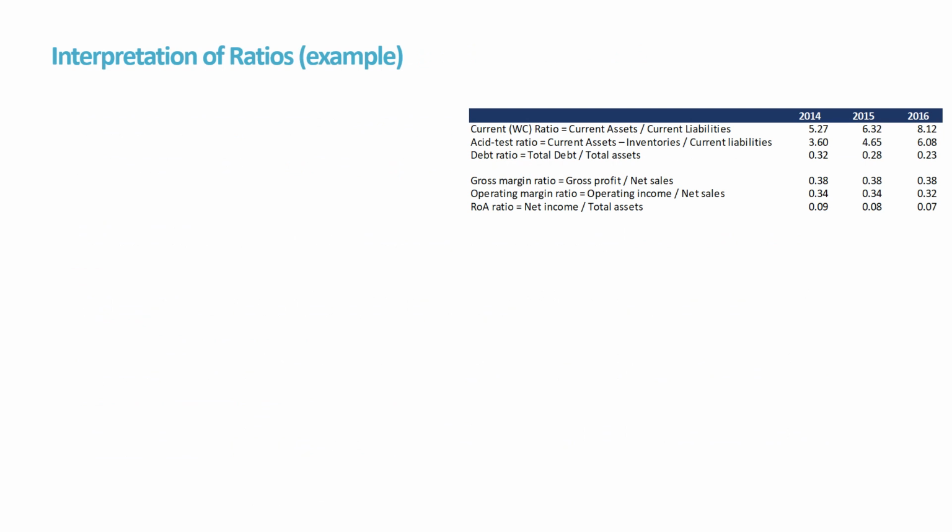And the last one, return on assets of 8% on average, which means for every $1 of assets invested, the company generates 8 cents in net profit annually. This ratio reveals the efficiency of assets utilization.